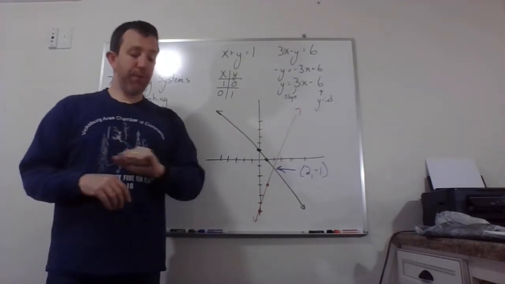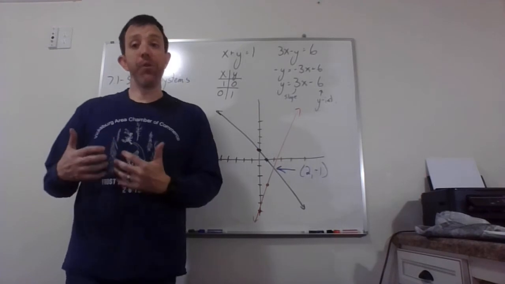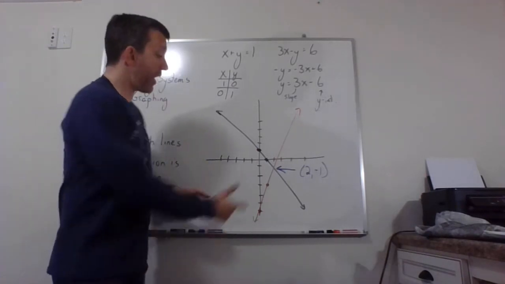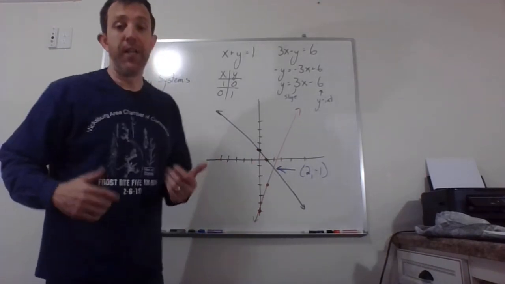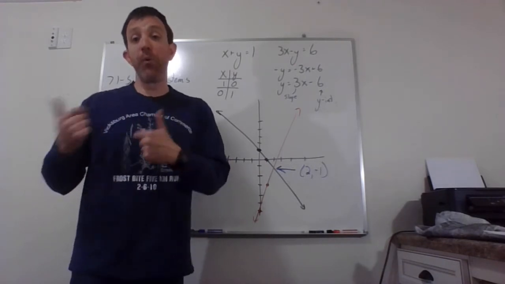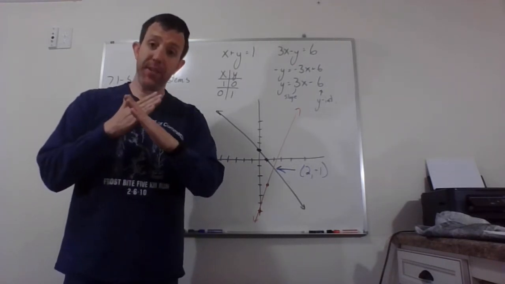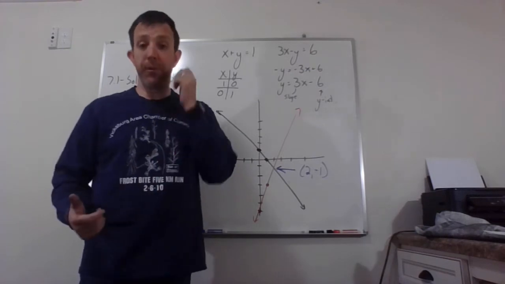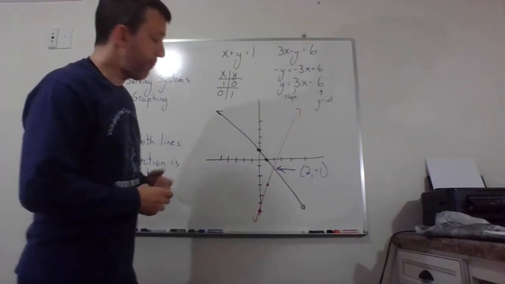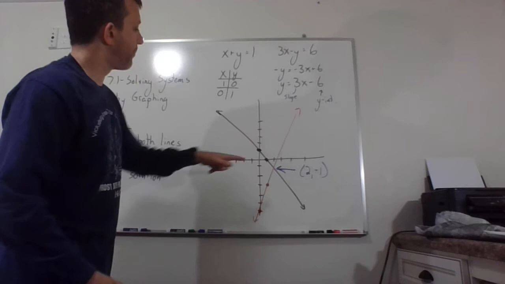Okay, and so here's the thing though. A solution for a system of equations is any ordered pair that makes both equations true. That's why we're looking for this intersection, because any point that's on both lines, hence the intersection, is a solution for both equations. But here's the problem.